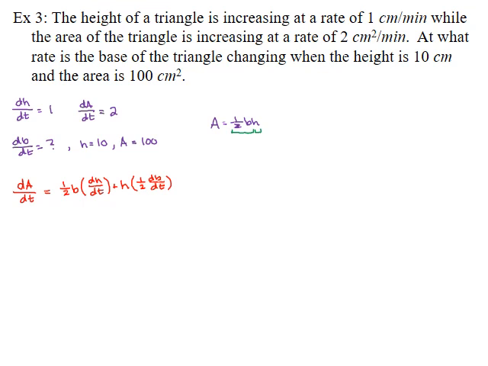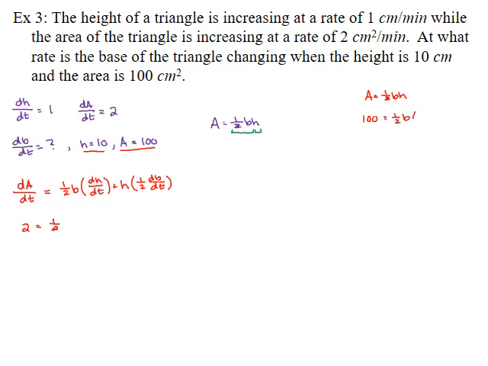You now got to plug all your information in. dA/dt is going to be 2 equals 1/2 the base. Aha, so here's your problem. Sometimes when you're working these problems, you may not know all the information. Well, that's okay. I've got to figure out what b is. So way over here, remember, the area of a triangle is 1/2 base times height. Well, since we know what the height and the area are at this time, we can figure out what the base is.